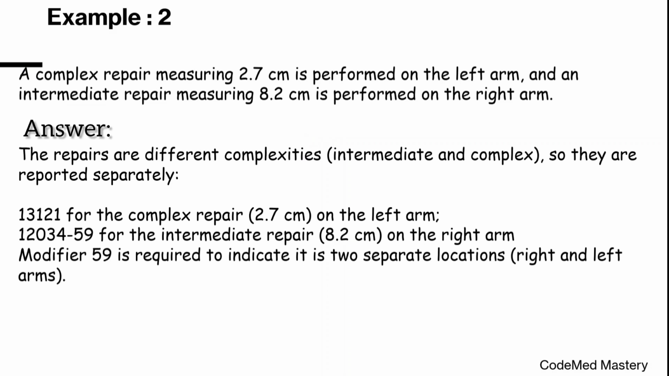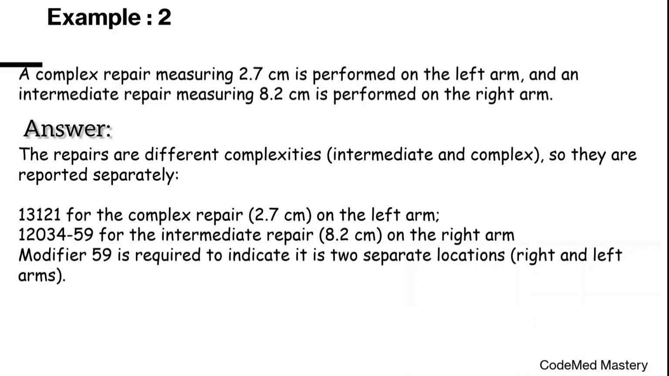12034. The final answer will be, the repairs are different complexities, that is intermediate and complex. So, they are reported separately. 13121 for complex repair, 2.7 cm on the left arm, 12034 with modifier 59 for the intermediate repair on the right arm. Why is modifier 59 used?